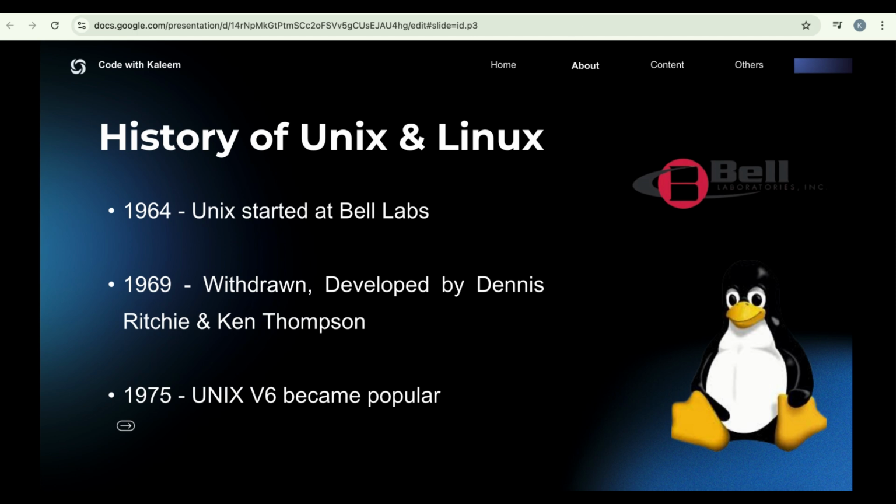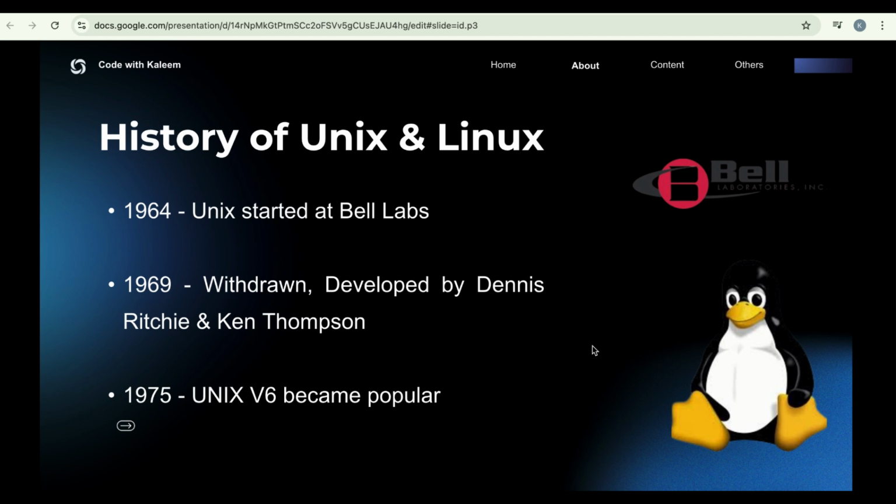Ken Thompson, Dennis Ritchie, and others at AT&T Bell Labs were dissatisfied with Multics' complexity, so they withdrew that concept. But later, Ken Thompson developed a simpler OS for a PDP-7 minicomputer, initially called Unics, Uniplexed Information and Computing Service, later shortened to Unix. Then the growth of Unix started.